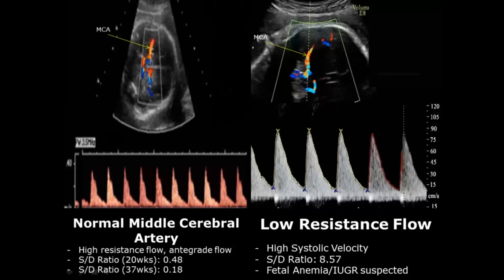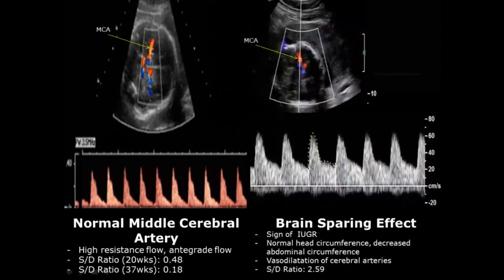The brain sparing effect causes this low resistance flow. It is an abnormality and it is a sign of fetal growth restriction. The head circumference can be normal, but the abdominal circumference is decreased. This leads to compensatory mechanisms which lead to vasodilatation of the cerebral arteries and produces a low resistance flow.